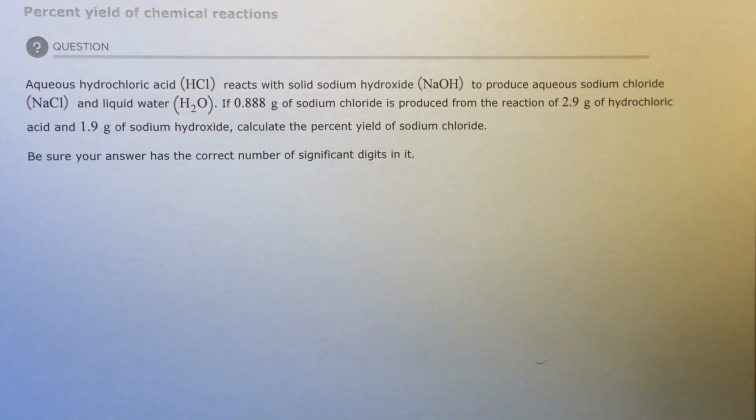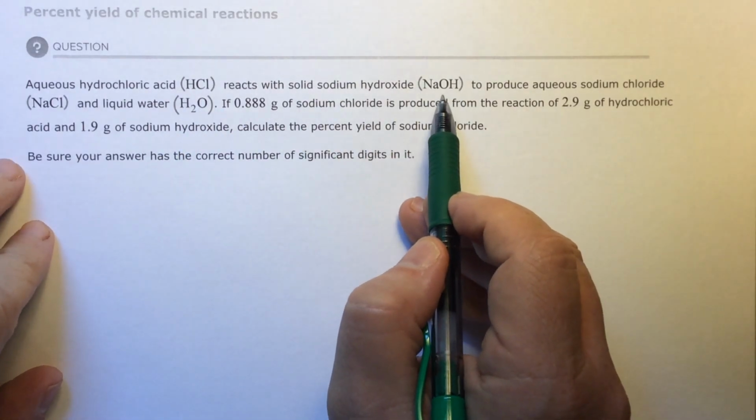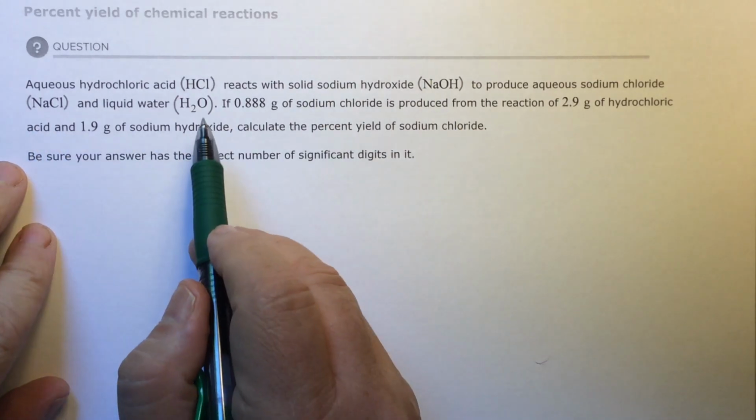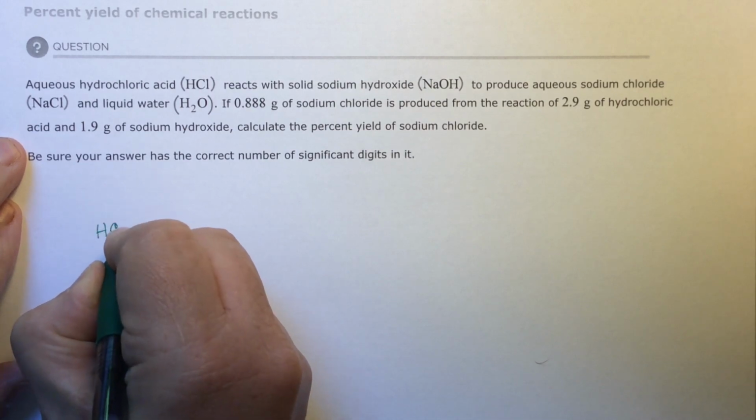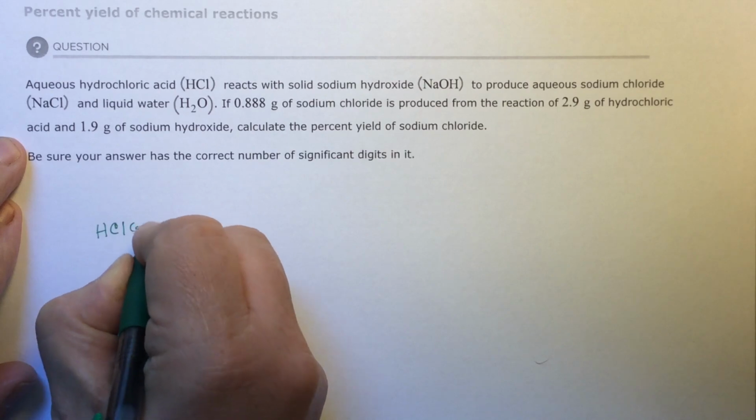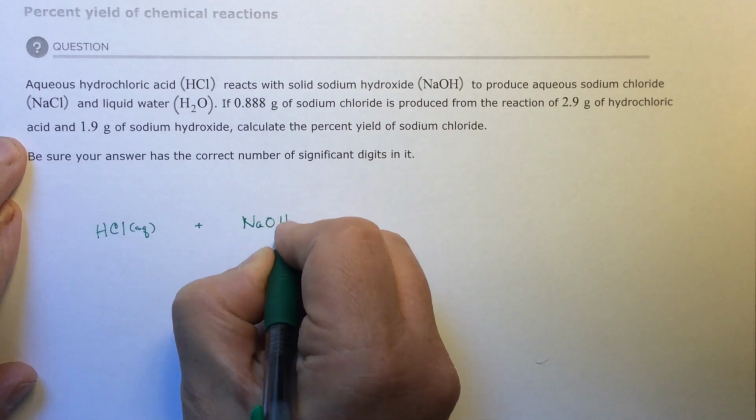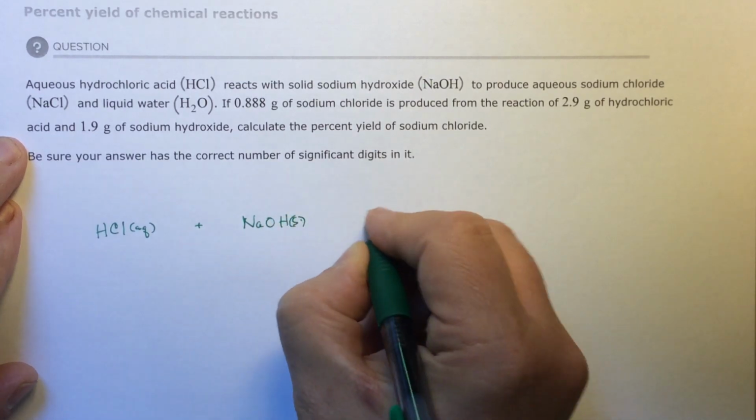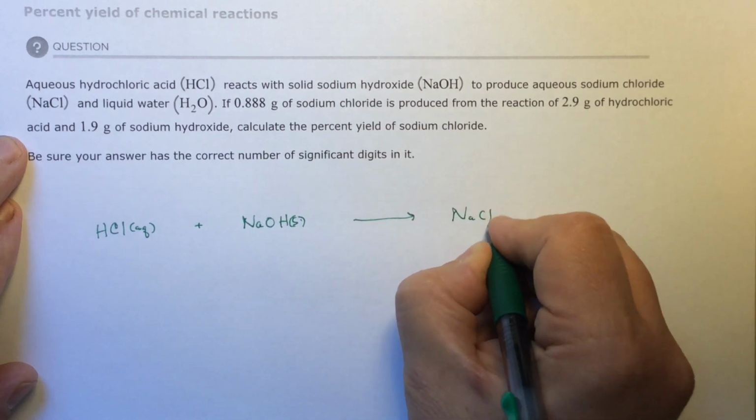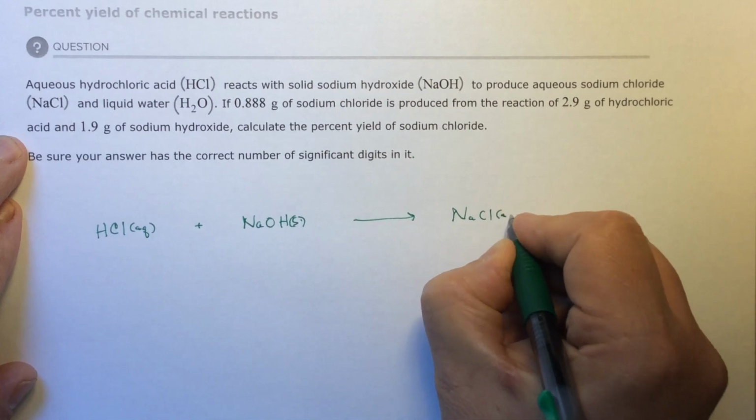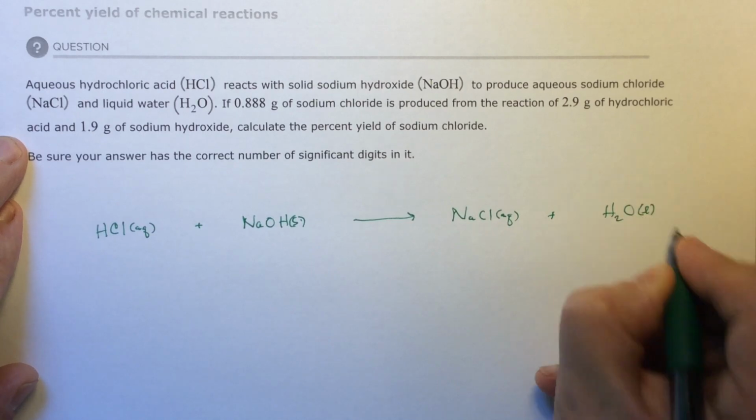So, first it says we have aqueous hydrochloric acid reacting with solid sodium hydroxide to produce salt and liquid water. Alright, so we'll come down here. I have HCl, and that's aqueous. And I have sodium hydroxide, which is solid. And it's making sodium chloride, which is aqueous, plus water, which is liquid.